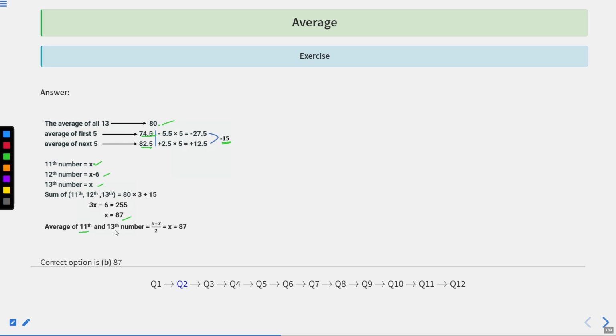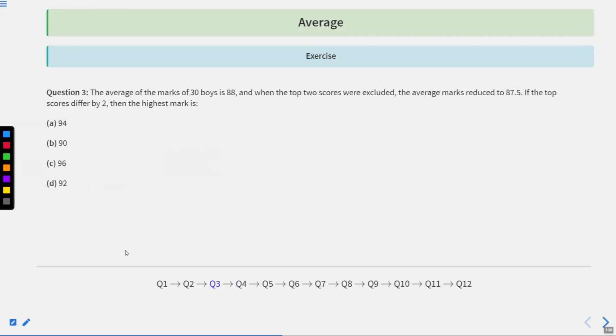I am interested in the average of the 11th and 13th number. Since the 11th and 13th numbers are nothing but x and x, the average will be (x plus x) upon 2, which is equal to x. The x is already computed, so the answer is 87. The correct option here is option B, that is 87.